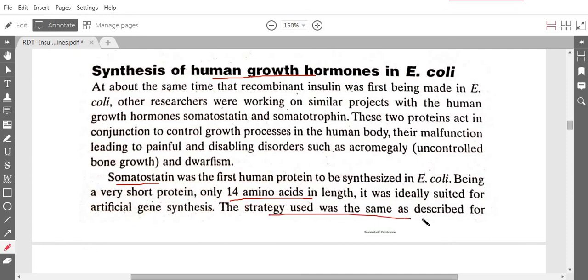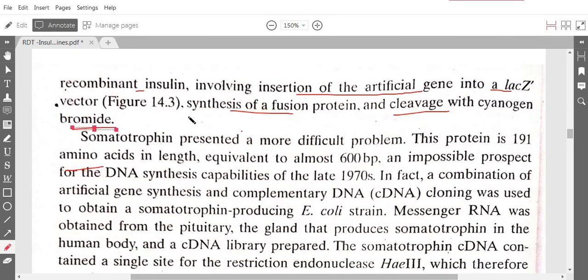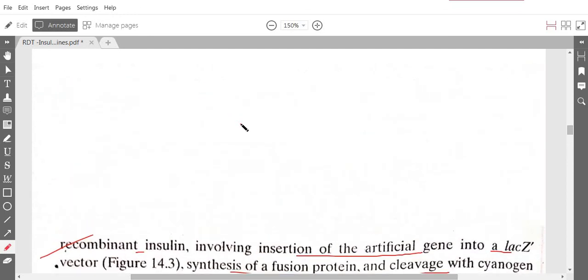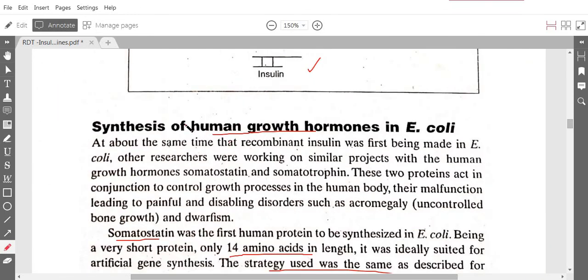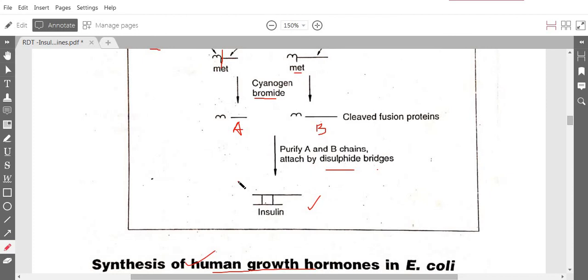The strategy used was the same as described for the recombinant insulin, involving insertion of the artificial gene into the lacZ prime vector, synthesis of a fusion protein, and cleavage with cyanogen bromide. So this is the absolutely same procedure. Okay, so this is all about how to manufacture human growth hormone like somatostatin, which is 14 amino acids in length, and insulin hormone in bacteria with the help of recombinant DNA technology.